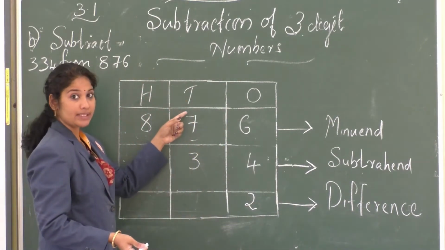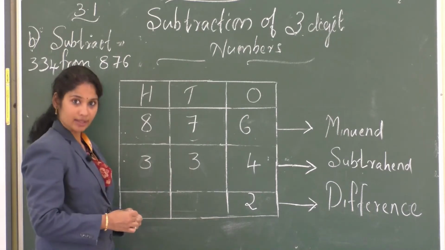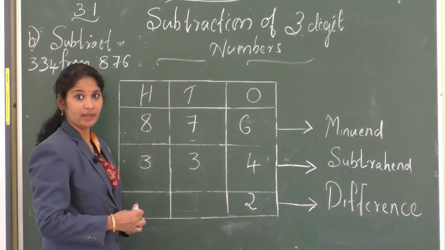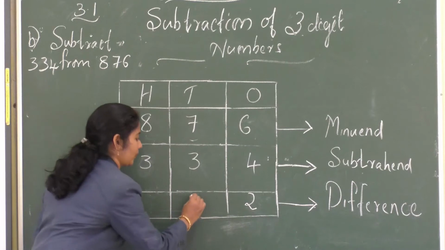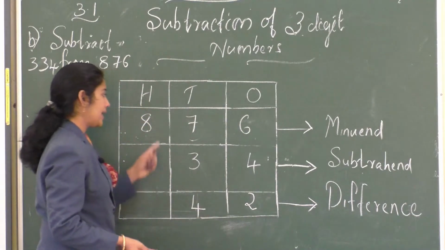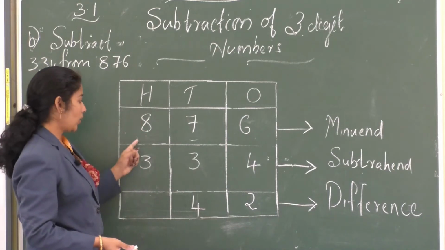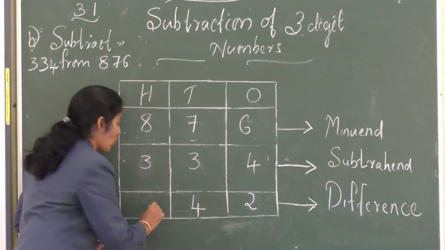And next to which place? Yes, tens place. We have 7 and 3. So 7 minus 3, is it 5? No. 7 minus 3, 4. Next we have to check hundreds place. We have 8 and 3. So 8 minus 3, 5.